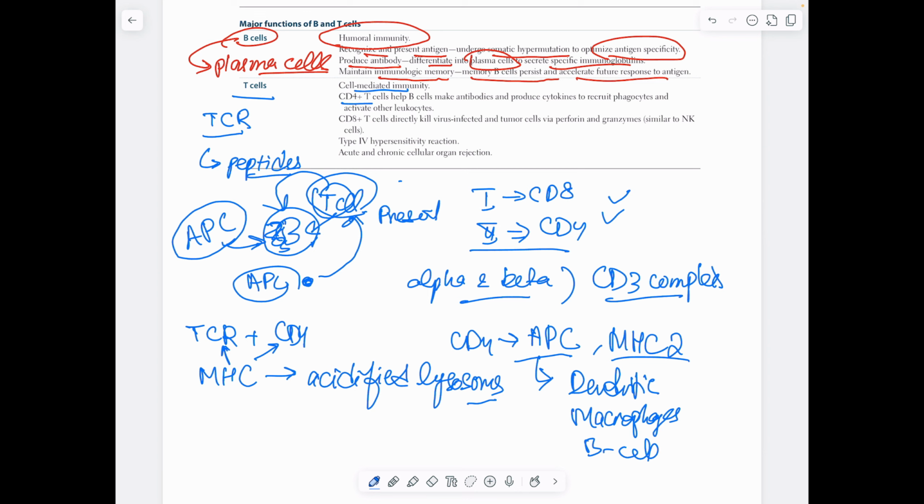First, we just have to write down that CD4 T cells help B cells make antibodies and produce cytokines to recruit phagocytes and activate other leukocytes. CD8 positive T cells directly kill virus-infected cells and tumors via perforin and granzyme enzymes, similar to natural killer cells. They are involved in type 4 hypersensitivity, the delayed response. They are also responsible for acute and chronic organ rejection.